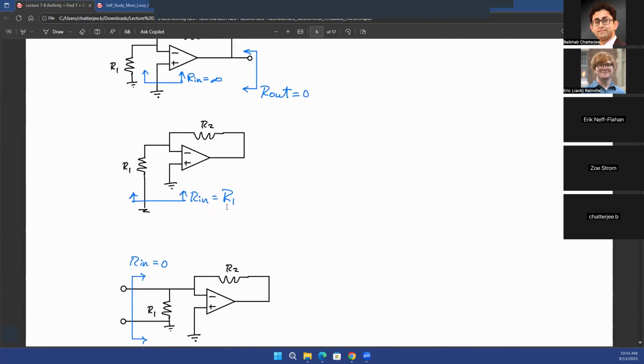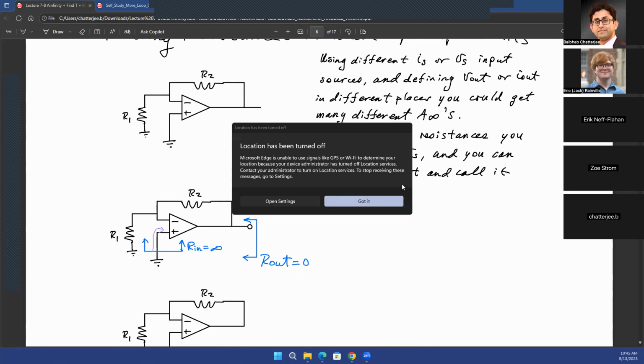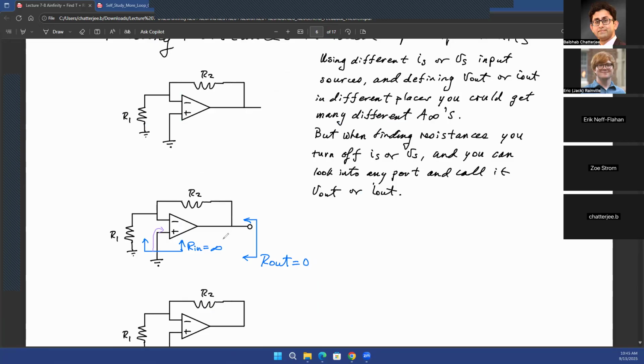We looked at a few examples. A few of them could be very intuitive. So for example, no current goes into the op-amp. So of course, the resistance looking into any of the input terminals of the op-amp will be infinite.